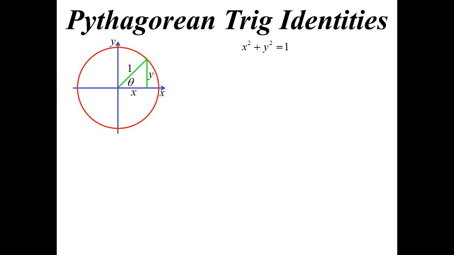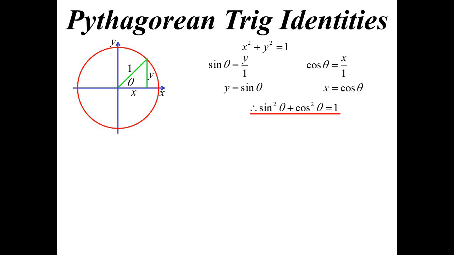Now, we know the equation of the circle is x squared plus y squared is equal to 1. And the y value for this triangle, we could work it out. Opposite over hypotenuse, y over 1, so y is sine theta. Similarly, we could work out that x is the cosine of theta. Well, if we substitute that into our equation of a circle, we get the first of our trig identities: sine squared theta plus cos squared theta will always equal 1. Does not matter what size theta is.